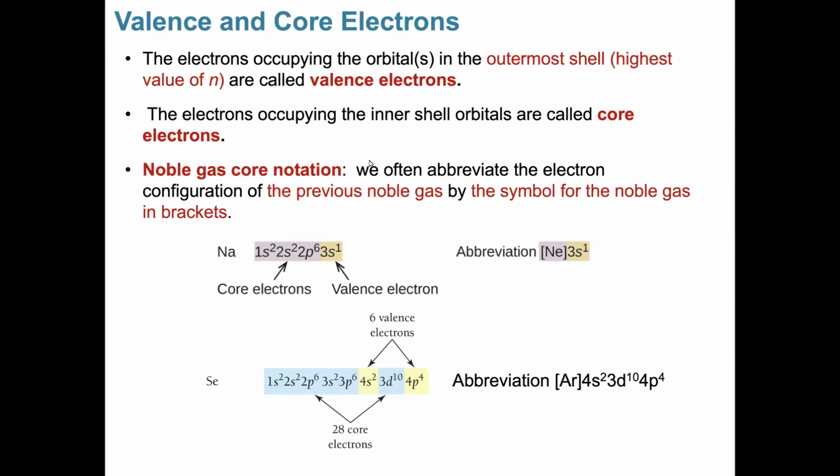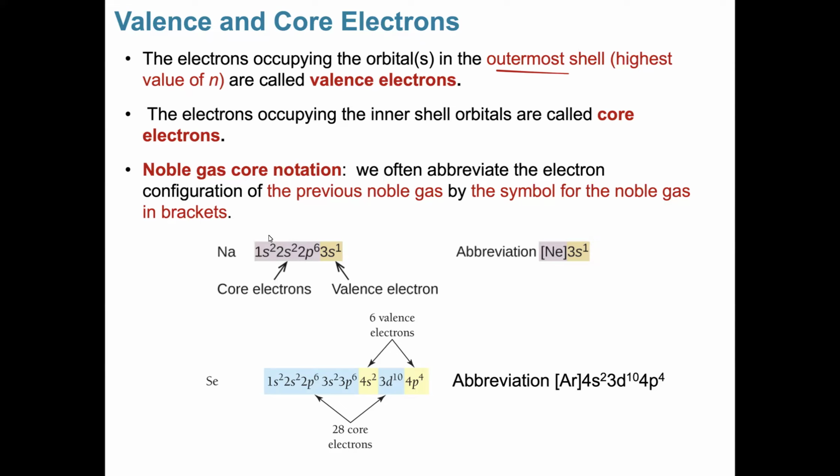There are two types of electrons for a specific atom. The electrons that occupy the orbitals in the outermost shell with the highest n value are called valence electrons. And the electrons that occupy the inner shells are called core electrons.